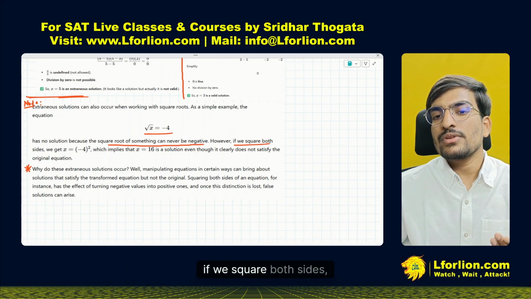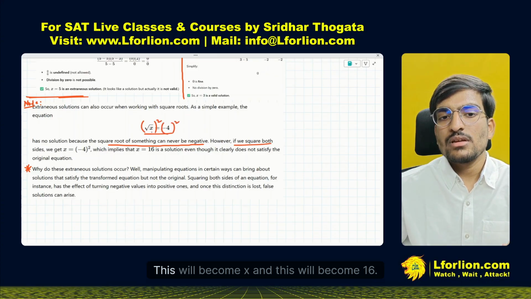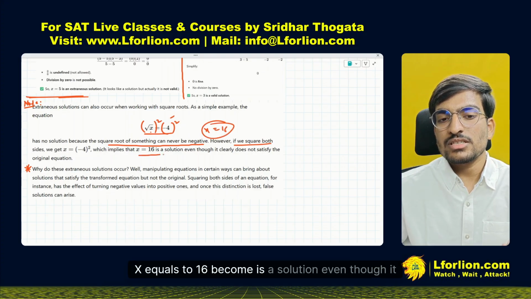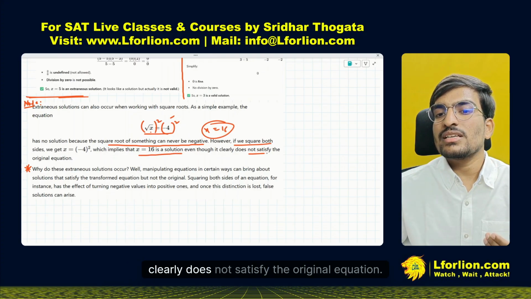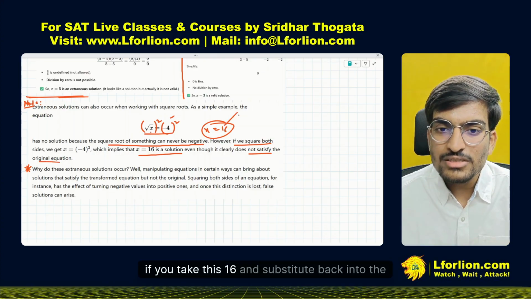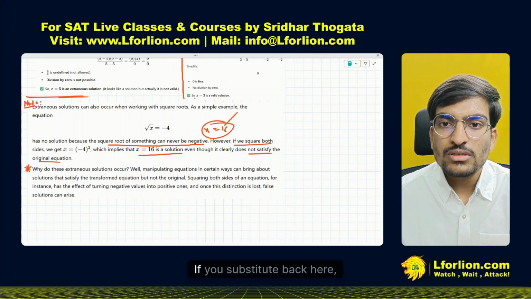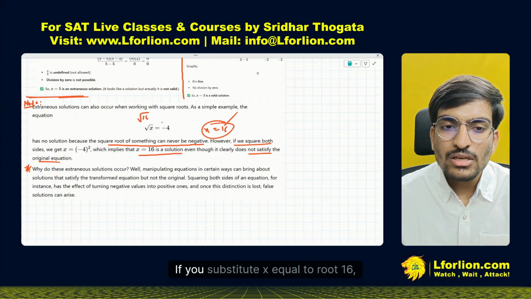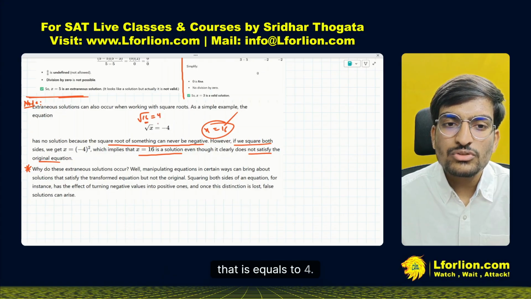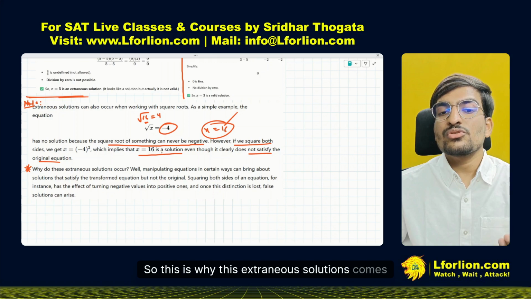However, if we square both sides, what happens? This will become x and this will become 16. So x equals 16 becomes a solution, even though it clearly does not satisfy the original equation. If you take this 16 and substitute back into the original equation, root 16 is equal to 4. But we have negative 4. So this is why these extraneous solutions come into the picture.